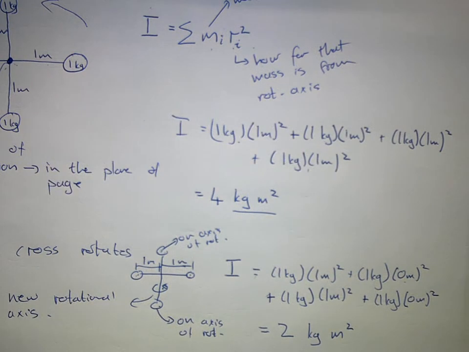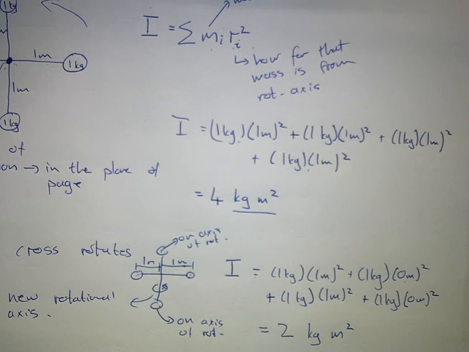So note that the same object, if it changes its axis of rotation, its moment of inertia will change as well. So for example, a rectangle rotating about its center will have a moment of inertia of some value. If it rotates like a door around a hinge, it will have a different moment of inertia because the mass is now distributed differently around the axis of rotation.